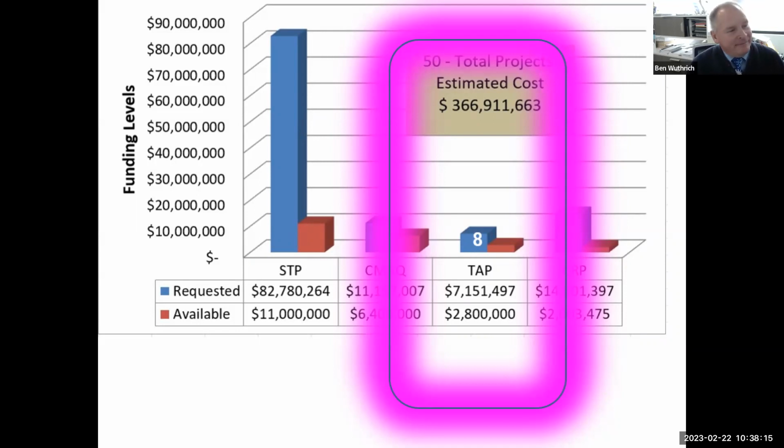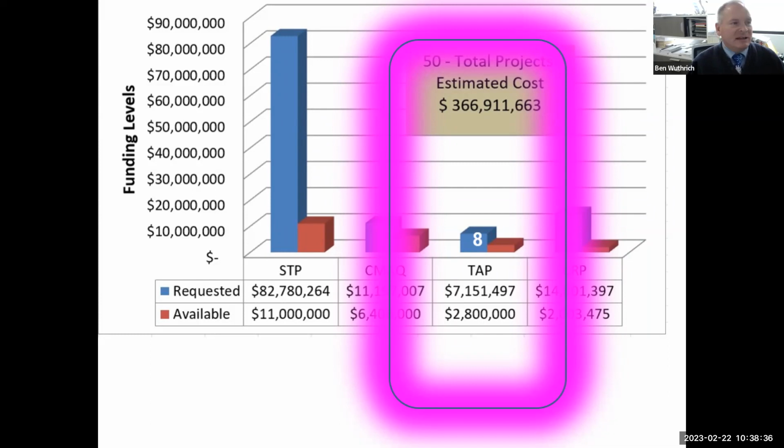So anyway, there are 8 projects in the TAP program to be evaluated and considered, totaling more than $7 million. And we have about 2.8 million in funds available, which is the most TAP funds we've had available in the Ogden-Layton area. So pretty exciting for this program.